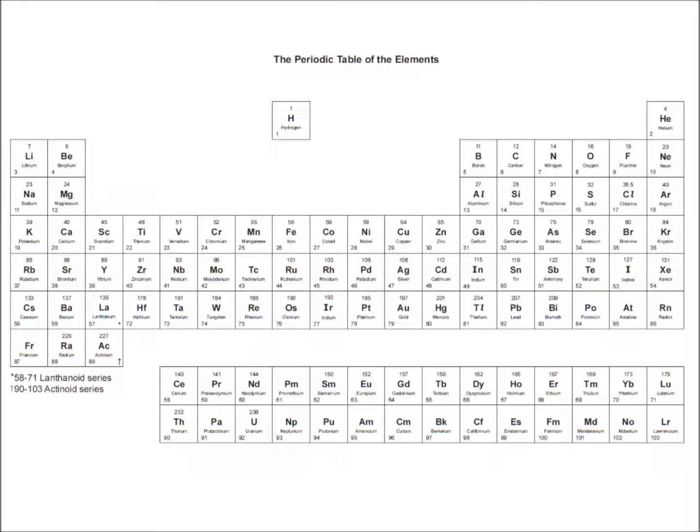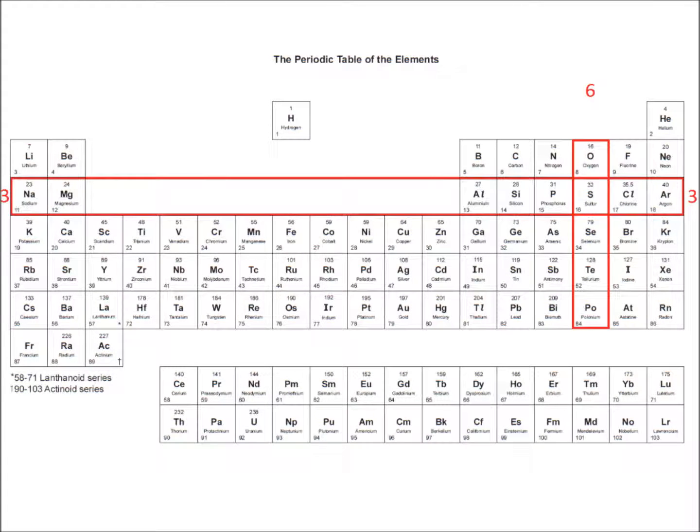The periodic table can be used to work out the arrangement of electrons in an atom. For example, sulfur is in period 3 and group 6, so it has 3 electron shells and 6 electrons in the outer shell.